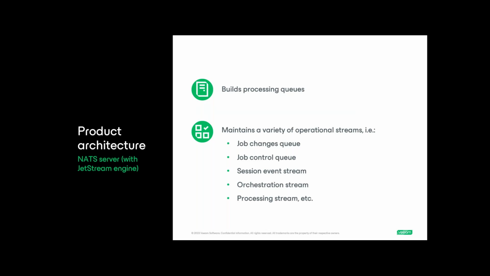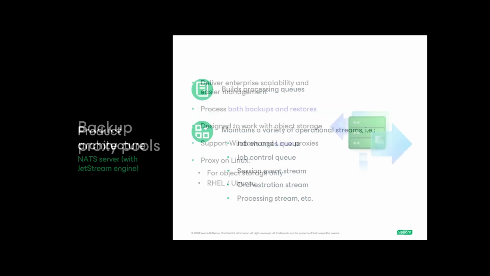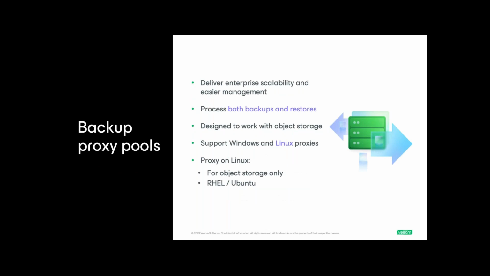How this works in the background, you see here that there are several queues that we're using to track through. So, all the job changes, control, session event, orchestration. All of this is basically, the proxies can act as consumers of these queues, which gives us, like I said, that high availability spread, so that we can actually do some pretty cool things. And Jason, I'll ask you to go to the next slide here. Because part of what this opens up is this new concept of proxy pools.